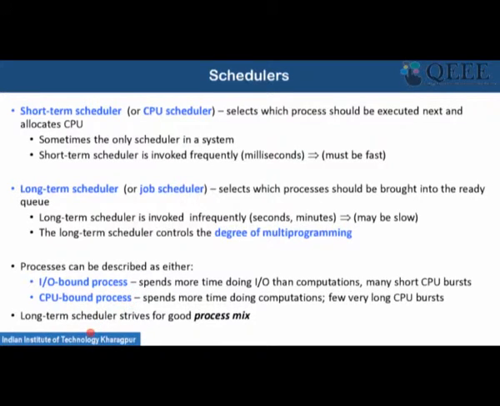Now, this long term scheduler strives for a good process mix. That means it tries to balance the number of parallel operations in terms of IO bound processes and CPU bound processes. So, whenever some IO bound process is busy doing IO, during that time you can take a CPU bound process and allocate the CPU to that particular process so that it can complete its computation.